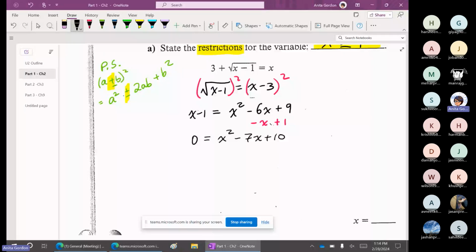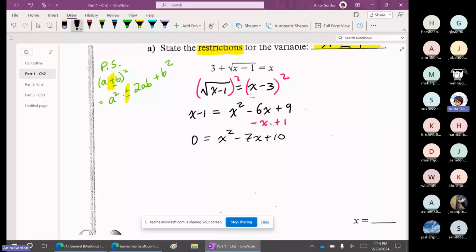Okay, what does this look like? What kind of an equation is this? It's a quadratic. How do we find the x-intercepts of a quadratic? It's already set to 0, but what's the method? What am I trying to do? Factor it. Yes. Okay, so factor it.